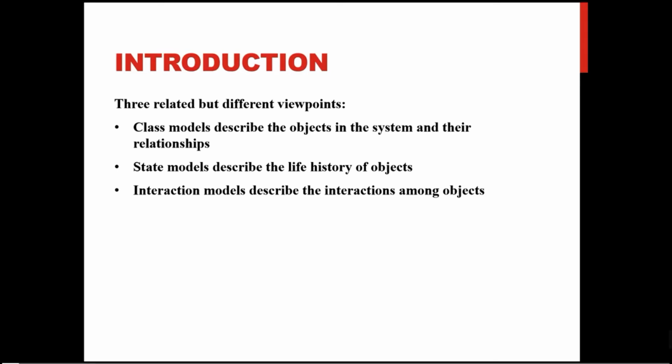The class models describe the objects in the system and their relationships. The state model describes the life history of objects, and each state diagram will describe the life history of one object. It means that for different objects, we have different state diagrams. And the interaction models describe the interactions among objects.